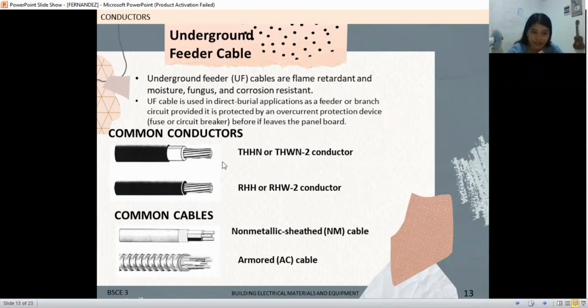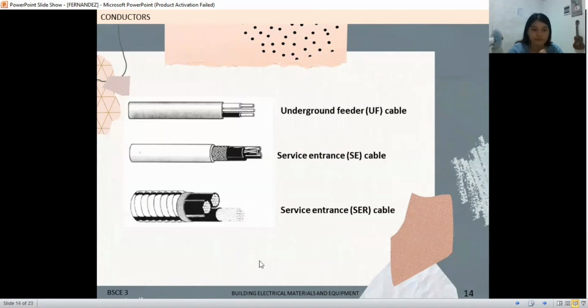So this conductor here is called the THHN or the THWN-2 conductor. The other one is the RHH or the RHW-2 conductor. And this one is the cable. This cable here is called non-metallic sheathed NM cable. And this one is the armored AC cable. And the other one is the underground feeder or UF cable. And the next one is the service entrance SEU cable. The last one is the service entrance SER cable.